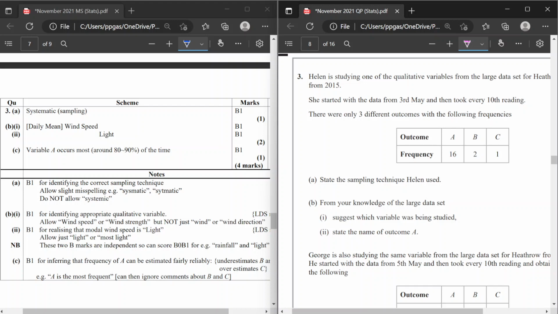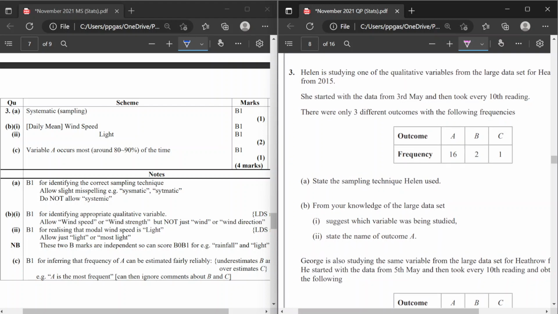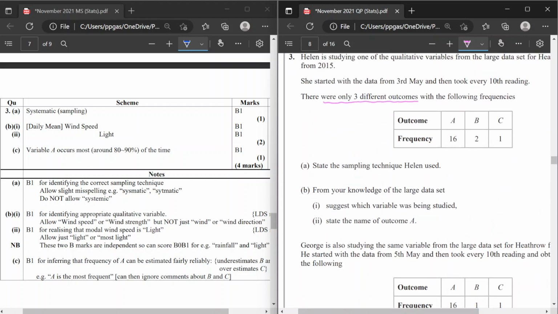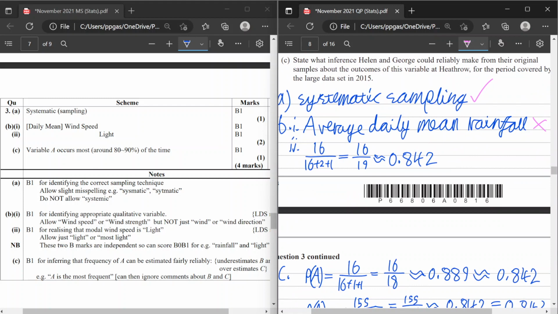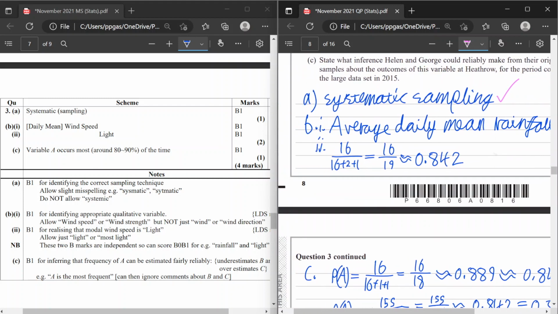Oh, never mind. Oh, I realise what. That was quite silly. Yeah, I think it's because it says there's only 3 different outcomes. So the wind speed could either be light, moderate, and then I guess there's one that's like heavy or really fast or something. There's another one. So yeah, I probably should have spotted that there's only 3 possible outcomes, so it has to be wind speed. The next one I simply just got wrong.